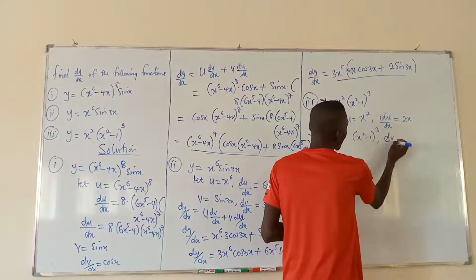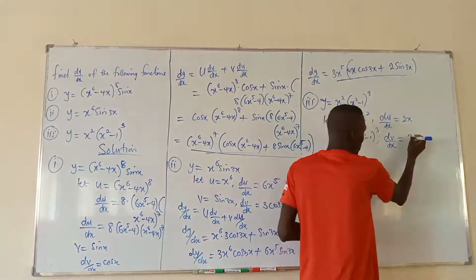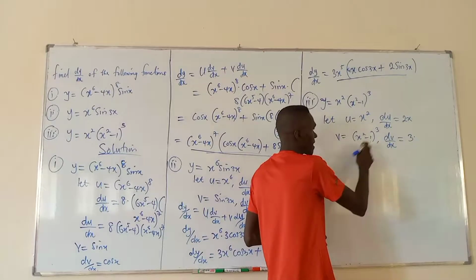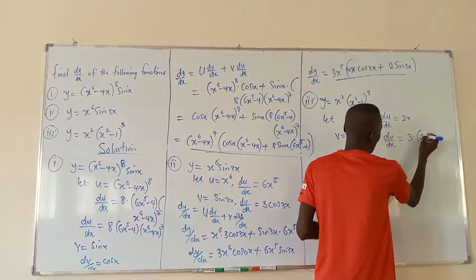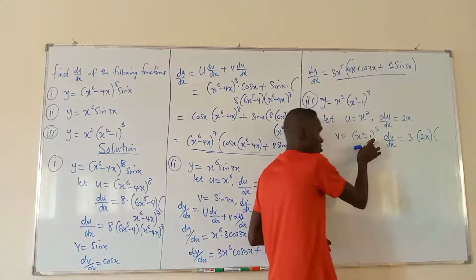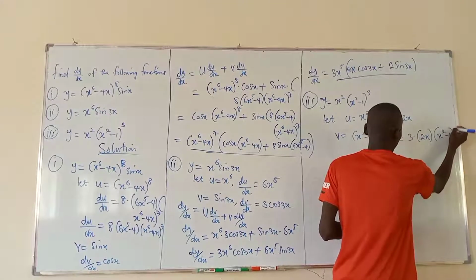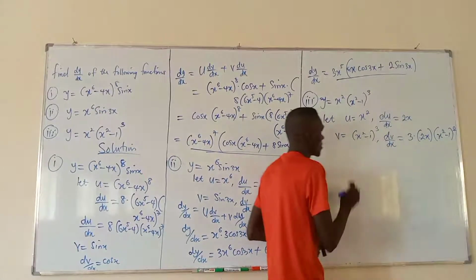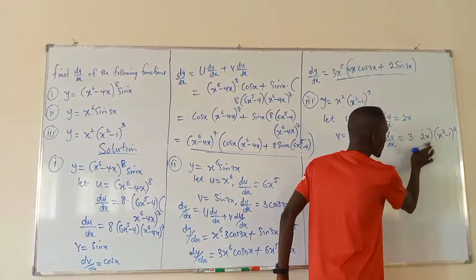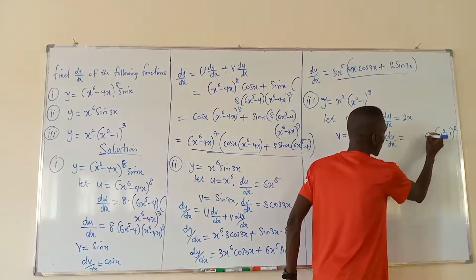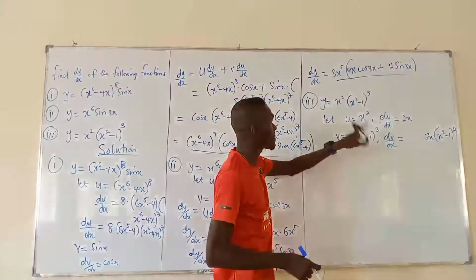What is our dv/dx? dv/dx is going to be, bring down the power, which is 3, times differentiate the inside, which is 2x alone. Sorry, this should be 2x. Then bring back the function, but remove 1 from the power. So I'm going to have (x squared minus 1) raised to power 2. So I think this can just be simplified as 3 times 2 is going to be 6x, (x squared minus 1) raised to power 2. That's the derivative of this.